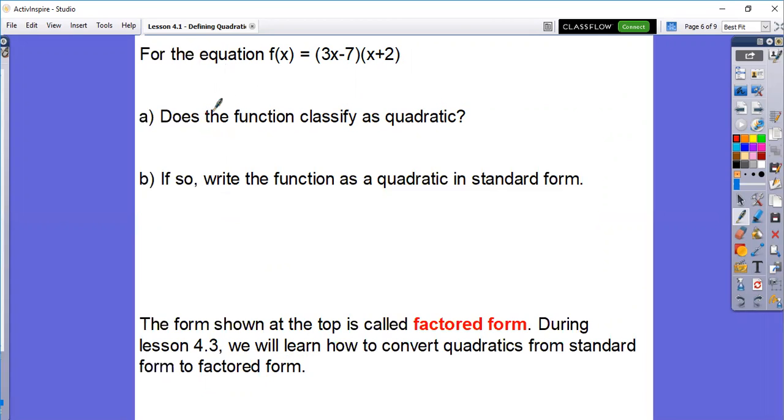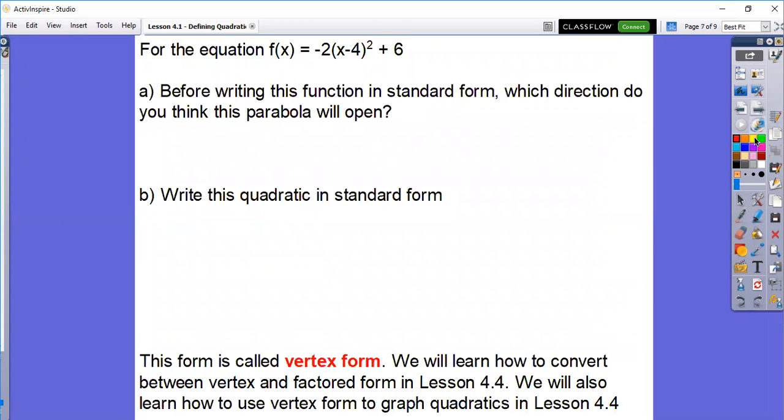I'll go ahead and tell you because I kind of gave this away. This is a quadratic. And to write the function in standard form, basically what we're going to have to do is just multiply. We're going to have to multiply these two terms together and it'll give us a quadratic in standard form. All right, so this form is called vertex form.